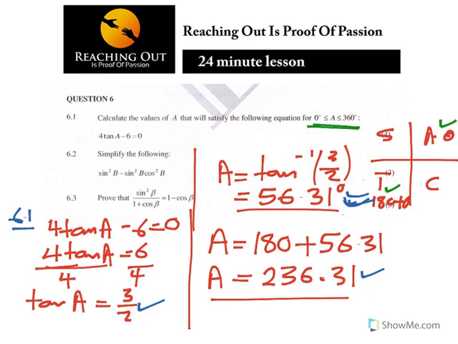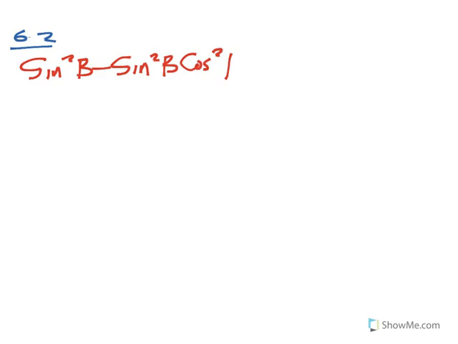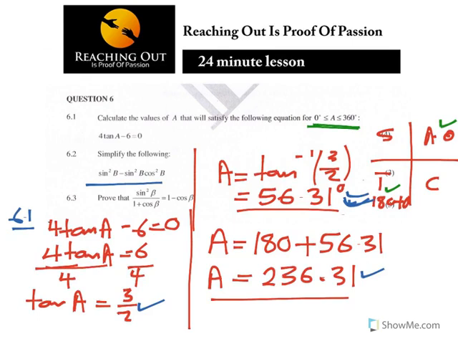Now let us move on to 6.2. If you look at 6.2, it says simplify the following. It says sine squared b minus sine squared b cos squared b. If you write that one down, 6.2, you are simplifying sine squared b minus sine squared b cos squared b. They gave 3 marks for this particular question.